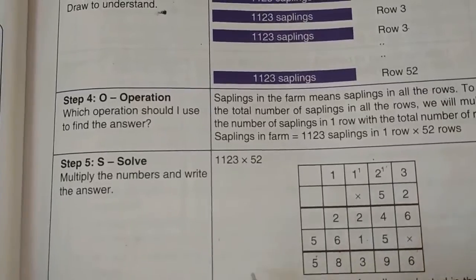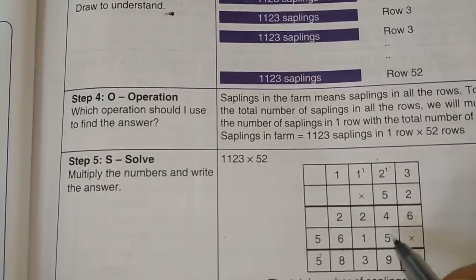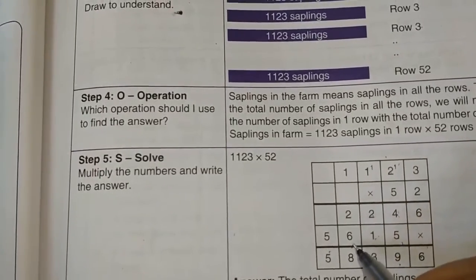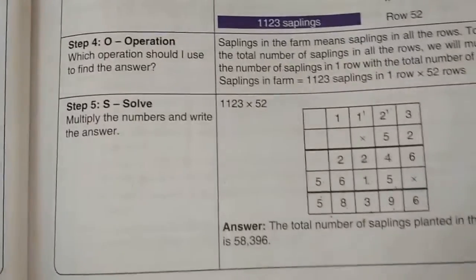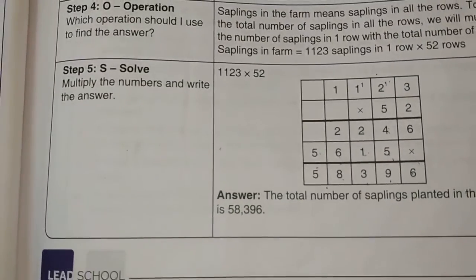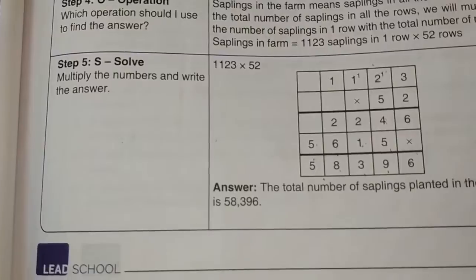So now we have to do the addition: 6 as it is, 5 plus 4 plus 5, 9 is there, 2 plus 1 is 3, 2 plus 6 is 8, 5 as it is. So the total number of saplings in the farm is 58,396. Now I'll give you 1 minute, you have to complete your work, students.